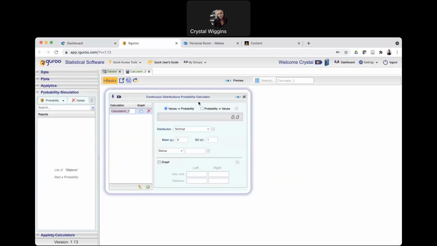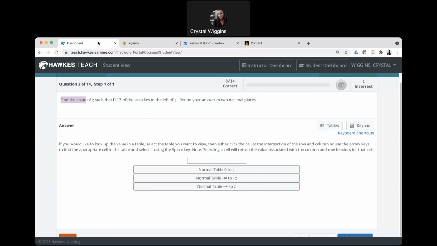So I'm going to come over here to Rguroo and select the arrow pointing to the values mode. Okay, then it asks us to find the value of z such that 0.13 of the area lies to the left of that particular value z. Now recall, a z comes from the standard normal curve where the mean is always 0 and the standard deviation is always 1. We talked about these characteristics in 8.2, and we also saw them all the way back in 4.3 when we first introduced z-scores and the normally distributed curve with the empirical rule.